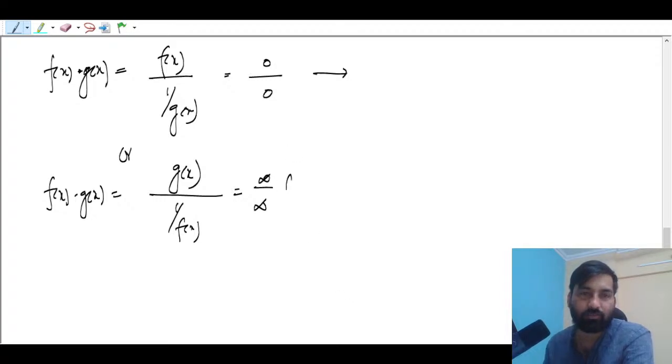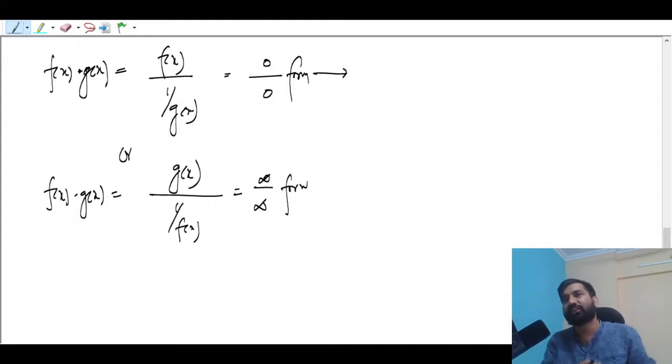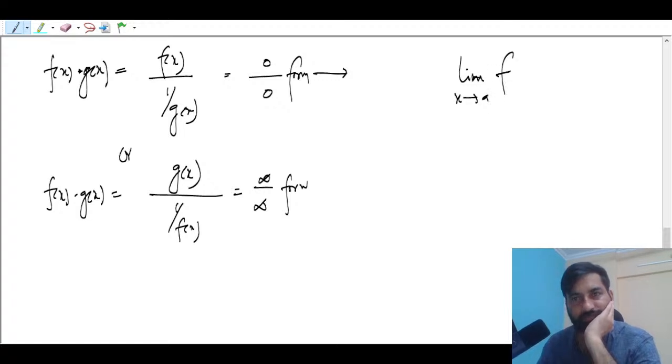Infinity by infinity form, 0 by 0 form. See, if 0 by 0 form is there, so what we are doing here is, suppose you have to compute the limit of two functions which are given in product, right? Suppose you have to find limit x tending to a, f(x) times g(x).